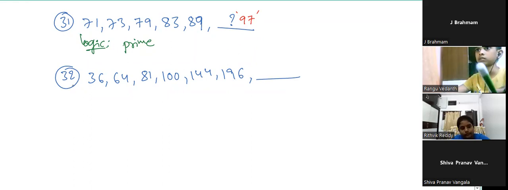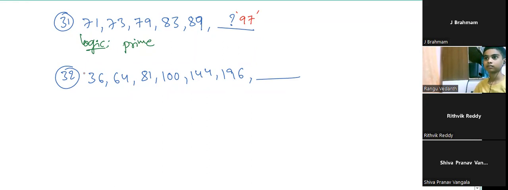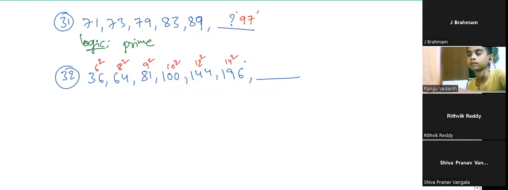Very good. So here you have to identify first of all whether these numbers are squares or not. Yes, these are squares. 6 square, 8 square, 9 square, 10 square, 12 square, 14 square. After 14, what is the next composite number?